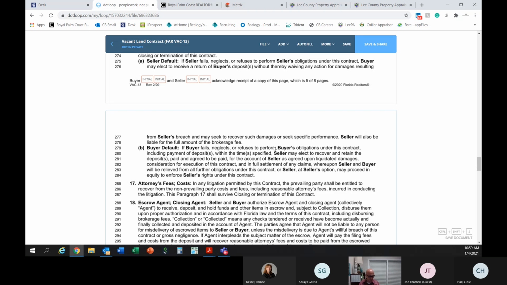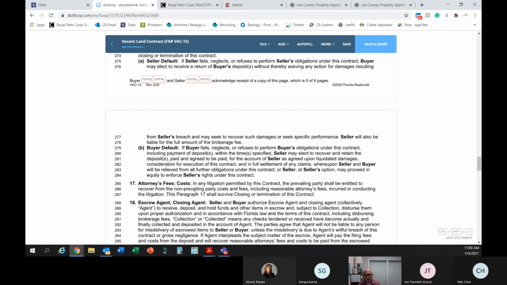Okay, so failure to deliver the deposit does not necessarily constitute termination of the contract, and there it is right there specifying that. So if you have a buyer that wants to say that, I would refer them, one, to an attorney, and two, to lines 279 through 284 of this contract. Okay, any questions on that?